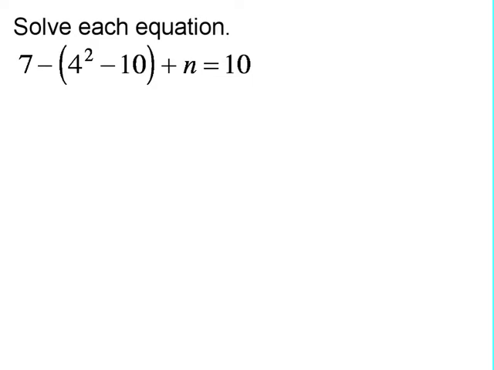So we have 7 minus parentheses, 4 squared minus 10 parentheses, plus n equals 10. What am I going to do very first? Yep, so specifically, the 4 squared, which is 16. So now, what is 16 minus 10? 6. So I have 7 minus 6 plus n equals 10. What is 7 minus 6? 1.